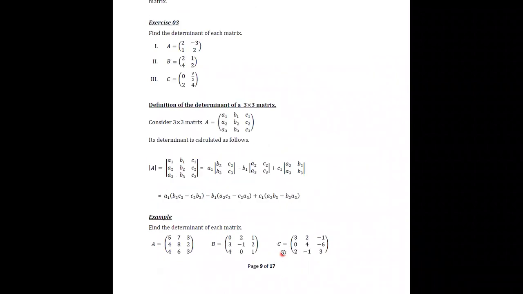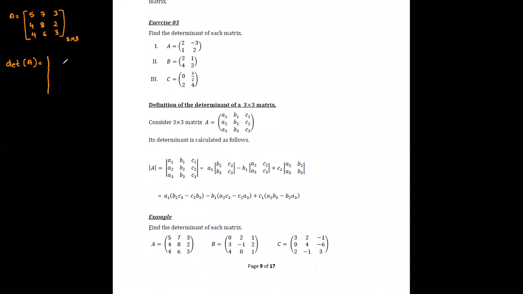Here there are 3 examples. I will discuss them one by one, and first I will take the first example. In the first example, the matrix is given as matrix A, having the elements 5, 7 and 3, 4, 8 and 2, 4, 6 and 3, a 3 by 3 matrix. Here you are asked to obtain the determinant of matrix A.